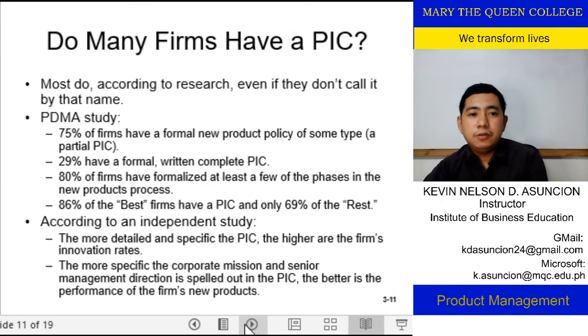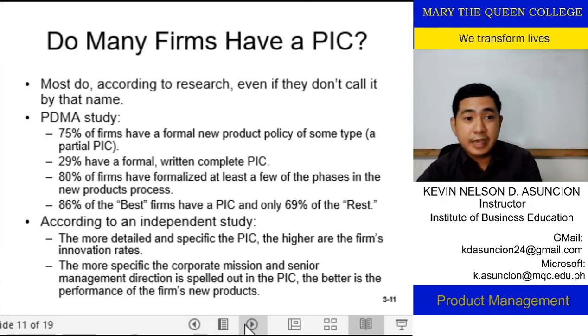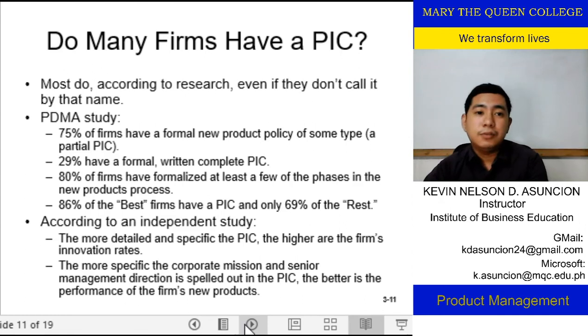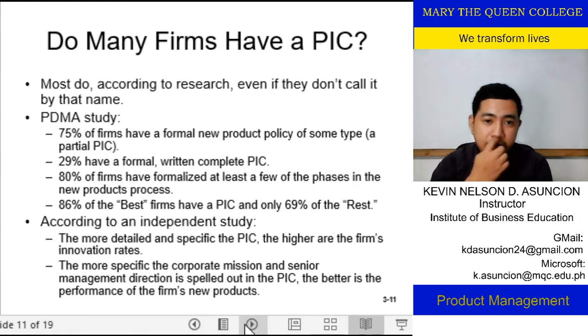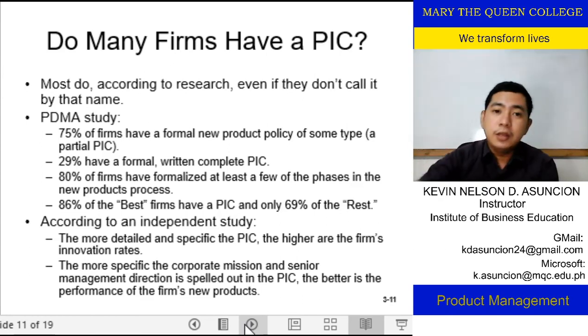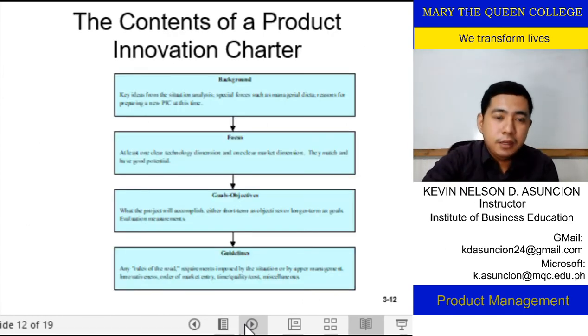Okay, so do many firms have a PIC? Dito sa Pilipinas, I just don't know, but bigger companies have that PIC. Most do, according to research, even if they don't call it that by name. So, meron, pero they don't call that the PIC.